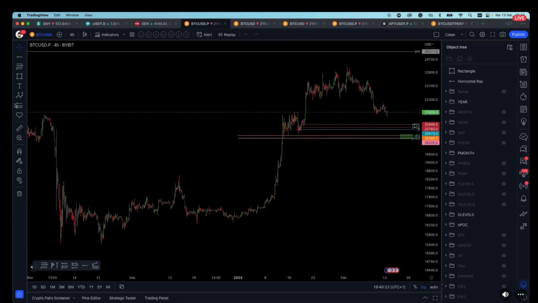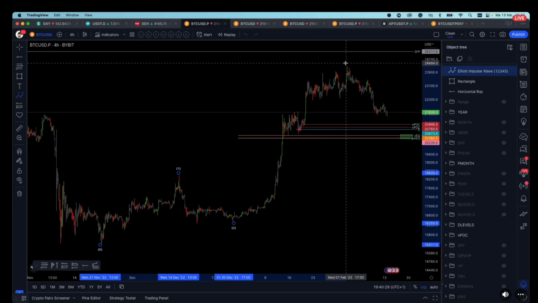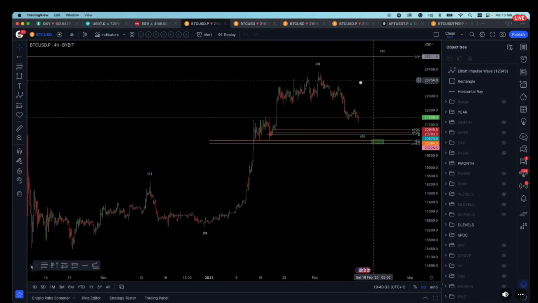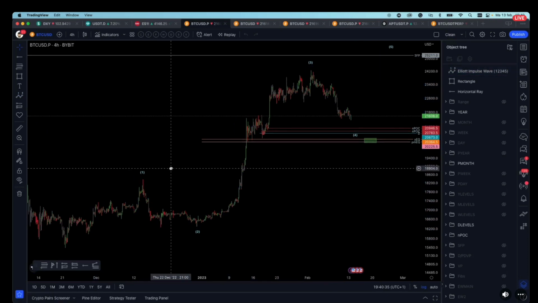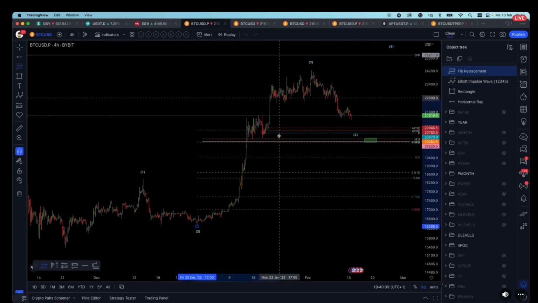Count-wise, we have 1, 2, this will be 3, then 4, and then 5. So here as well, you need to look for some confluence.